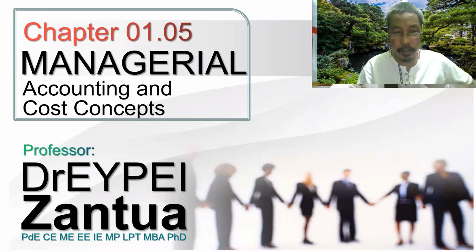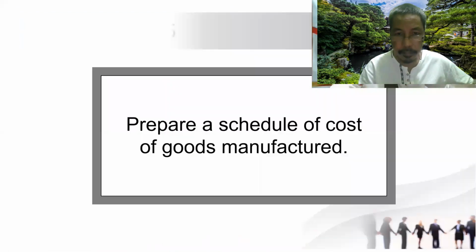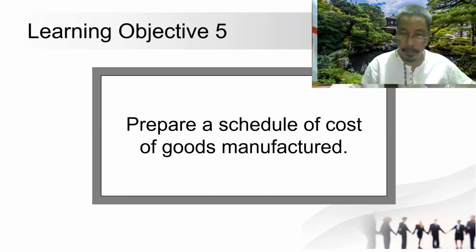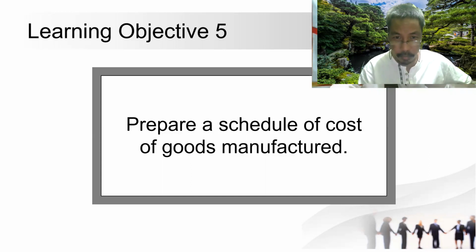In this video, let us talk about module number 5 of chapter 1, Managerial Accounting and Cost Concepts. Learning goal in this module: prepare a schedule of cost of goods manufactured. Okay, very important. Let us listen to this lecture so that we may be able to do it on our own.